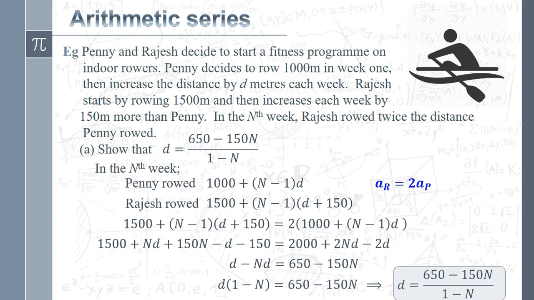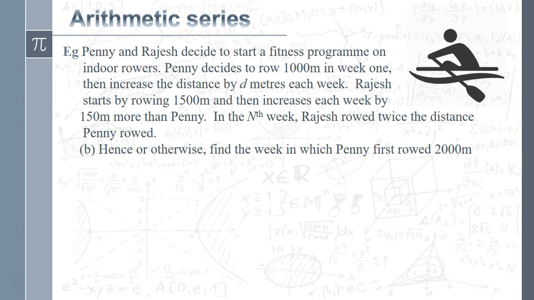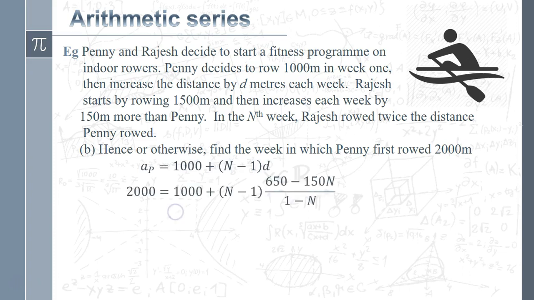Right, so that's the first part of that question. The second part says, hence or otherwise, find the week in which Penny first rowed 2,000 metres. So there's our formula for Penny for the distances she rowed in any given week. We know that in the nth week she rowed 2,000 metres, and we now know d algebraically is this thing here. So by subbing that in, that gives us an equation just in terms of n for us to solve.